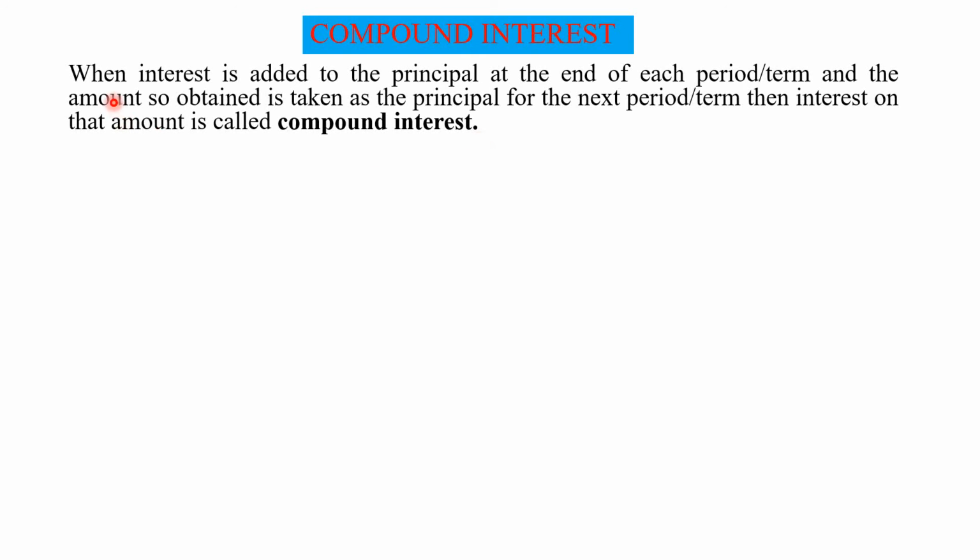I repeat this sentence again. When interest is added to the principal at the end of each period and the amount so obtained is taken as the principal for the next period, then interest on that amount is called compound interest.